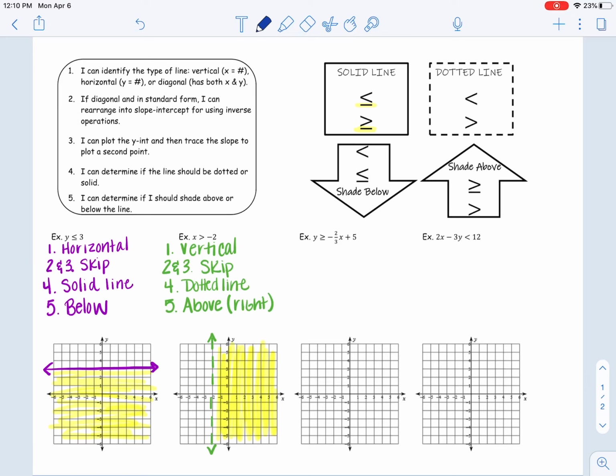Okay, number 3. Now we're getting into a different type here. So we have y is greater than or equal to negative 2/3 x plus 5. So number 1, identify the type of line. It has x and y, so it's a diagonal line.